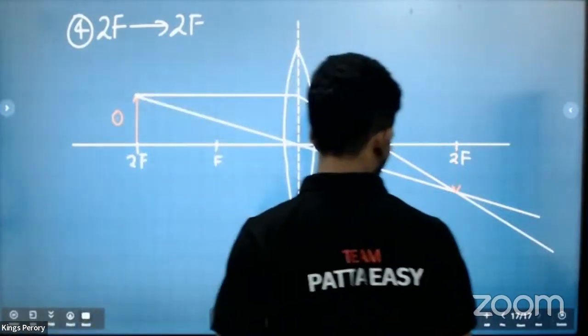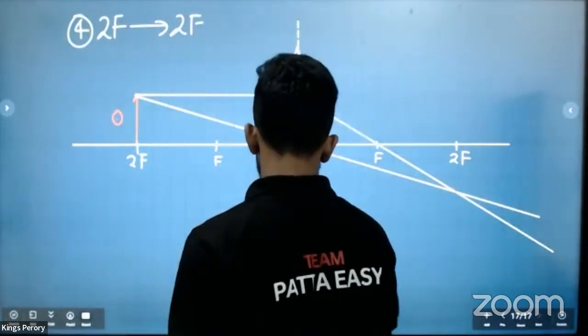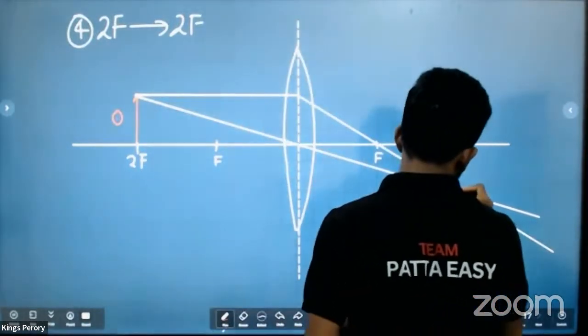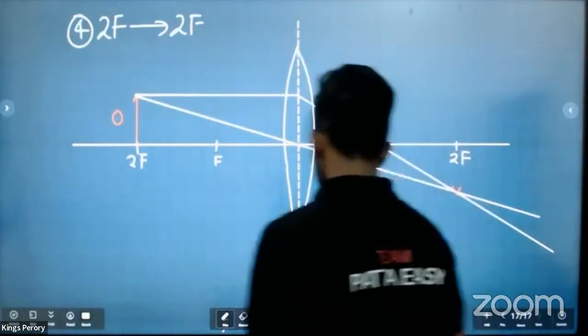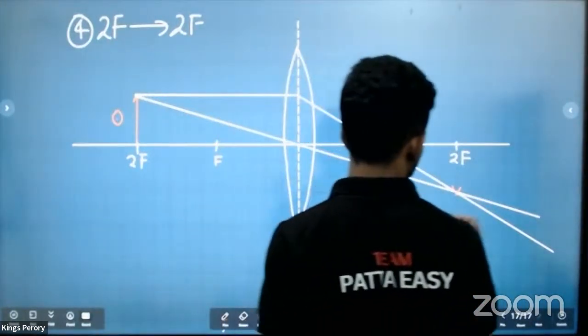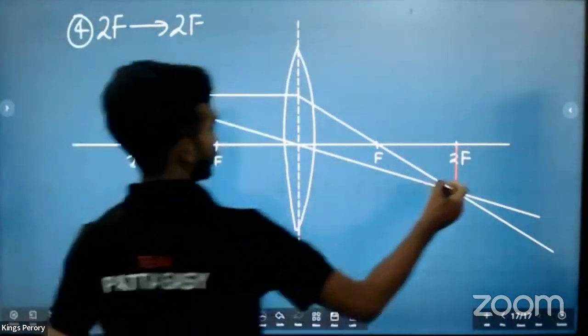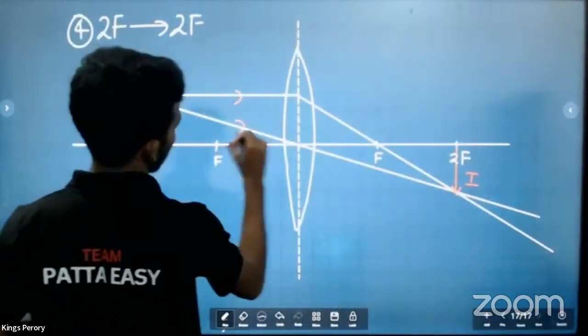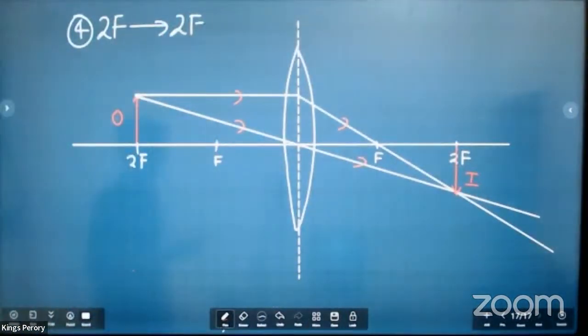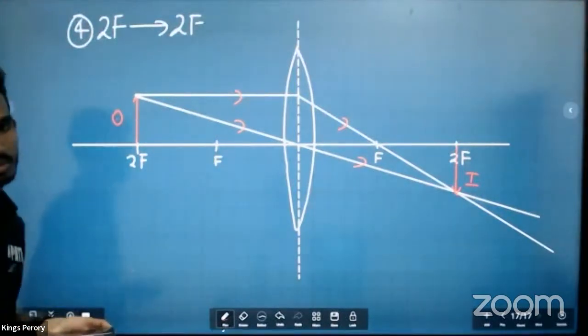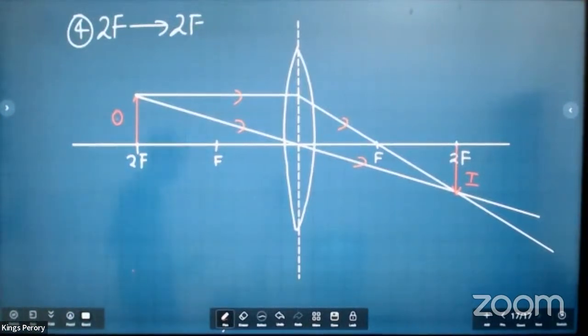In this skeleton row, can you see now? You get proper diagrams. Your skeleton row, you are getting exactly proper diagrams. That is your object, that is your image. These are the light rays. Fifth and sixth, you all draw it. Fifth, after 2F.